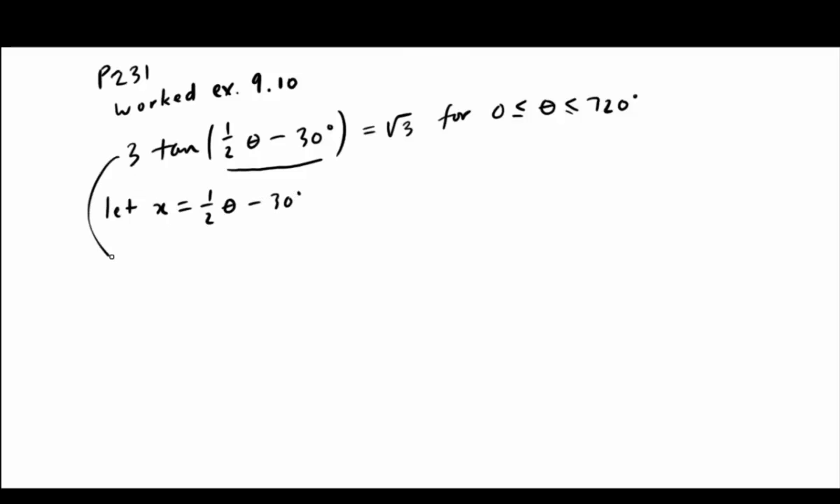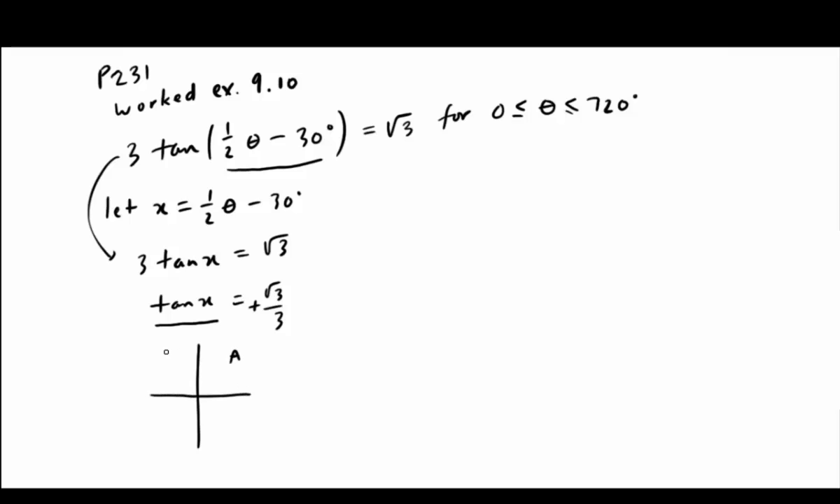So now the question simplifies and becomes tan x equals root 3. Divide both sides by 3. We get tan x equals root 3 over 3. Okay, what we have here is trig of some unknown angle equals a value, and this happens to be positive. Right away, we should draw All Students Take Calculus, and tan is positive in this quadrant and this quadrant.